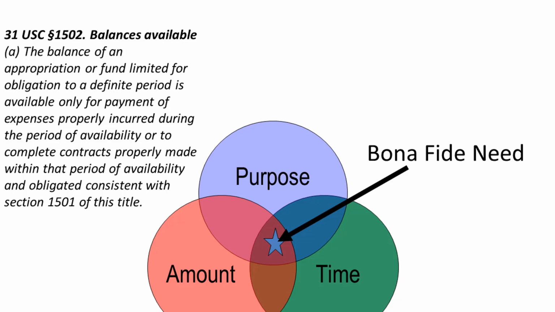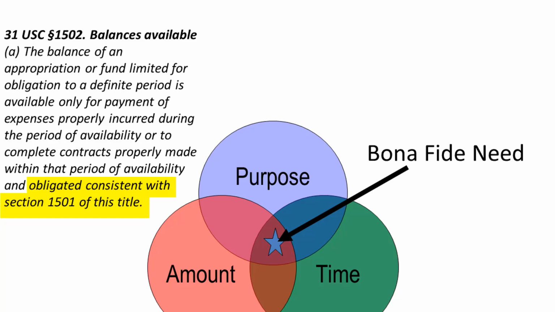Congress is telling us we can only spend an appropriation to meet a legitimate or bona fide need of the year for which the appropriation was made. The final determination that an obligation meets a bona fide need of the period for which the funds were made available also has to be made at the point of obligation. But there is another hurdle in making a valid obligation. Note the requirement that funds must be obligated consistent with Section 1501 of this title. What does that mean?